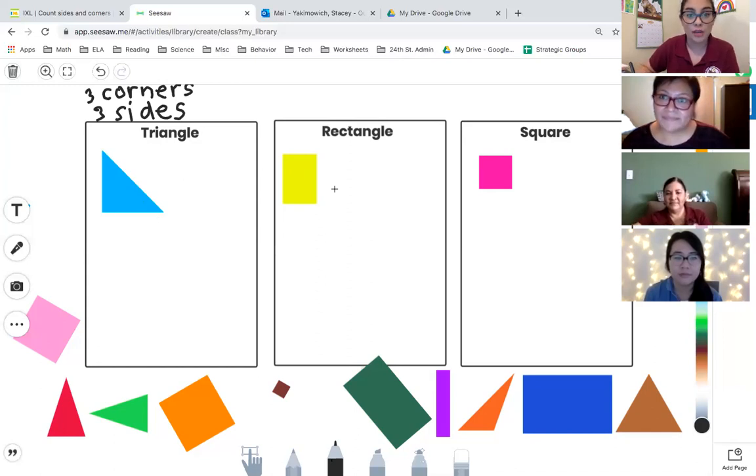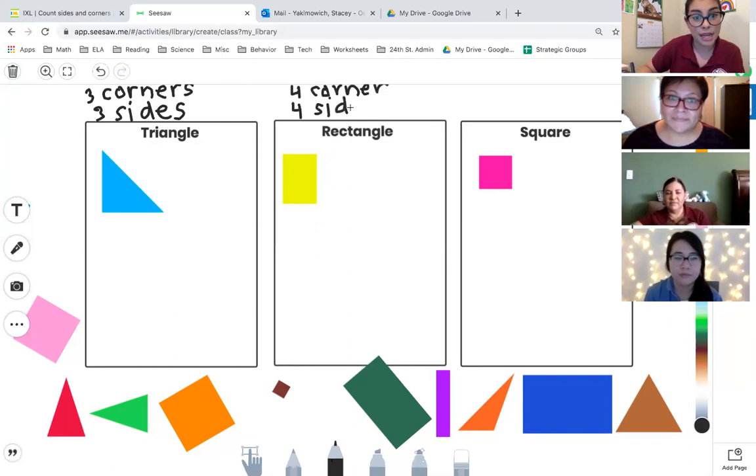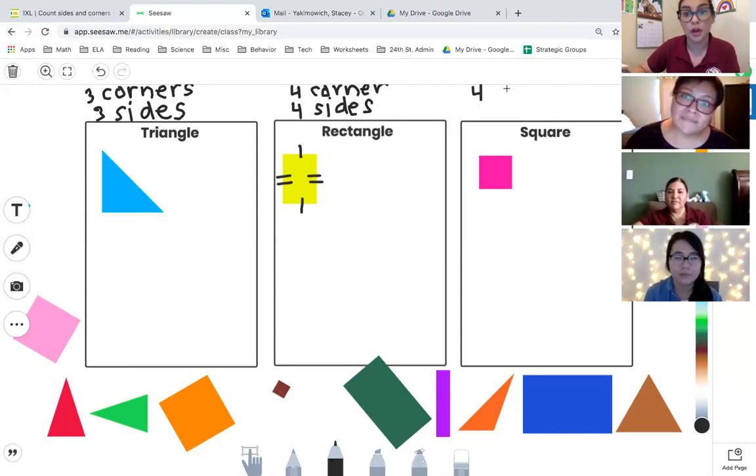And then our rectangle has 4 corners and 4 sides. But 2 of those sides are different, right? So 2 of those sides are the same lengths, and then the other 2 are the same lengths, but they're not all equal, right? And then our last shape that we're sorting are squares. And squares also have 4 corners and 4 sides. Equal sides. Ooh, yes, 4 equal sides.